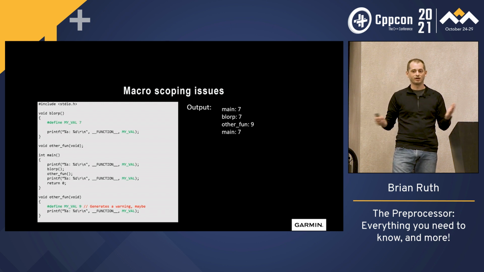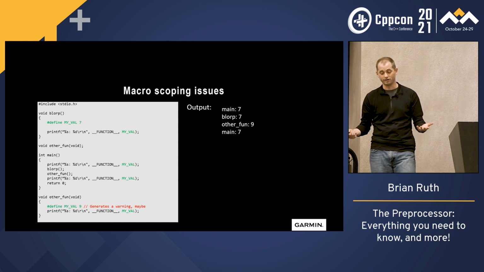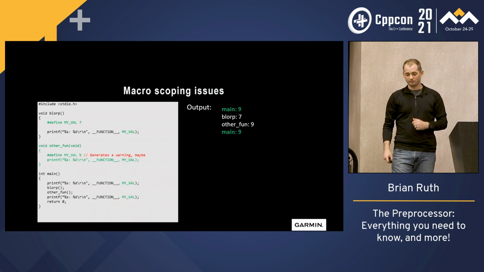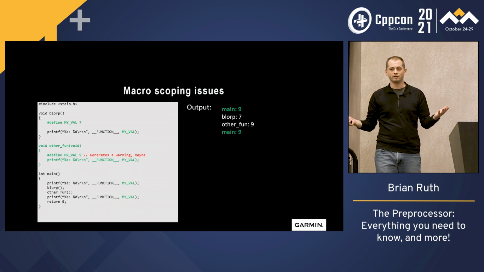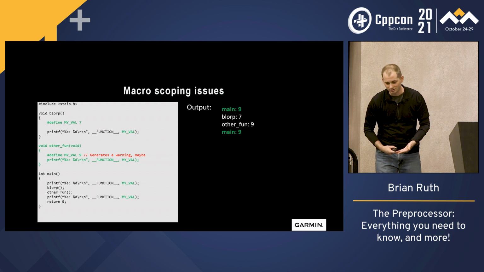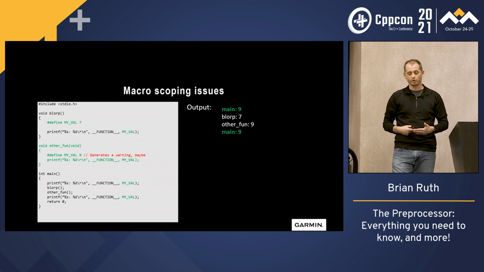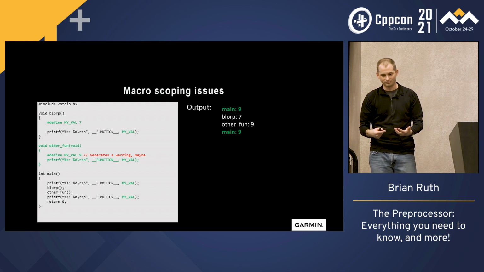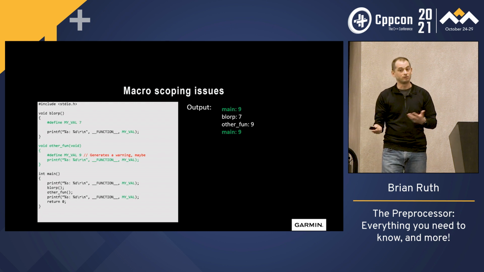Now if you have your warnings turned on and actually listen to your warnings, you may get a warning on this. But if under maintenance, somebody just decides to reorder the way the code is in the file, all of a sudden that changes the value that's printed out in main. So be very, very careful. This is another good reason to use those local enums, is they do have scope.